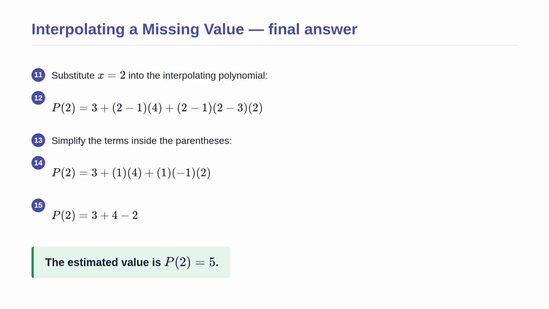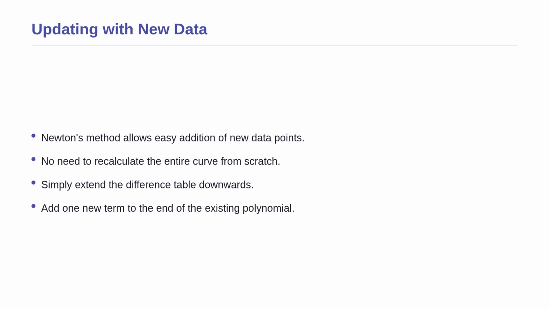Physically, if this were our glitchy GPS tracker, we would confidently estimate that at minute 2, the car was exactly at position 5. So we have successfully interpolated a missing value. But what happens if we collect more data?